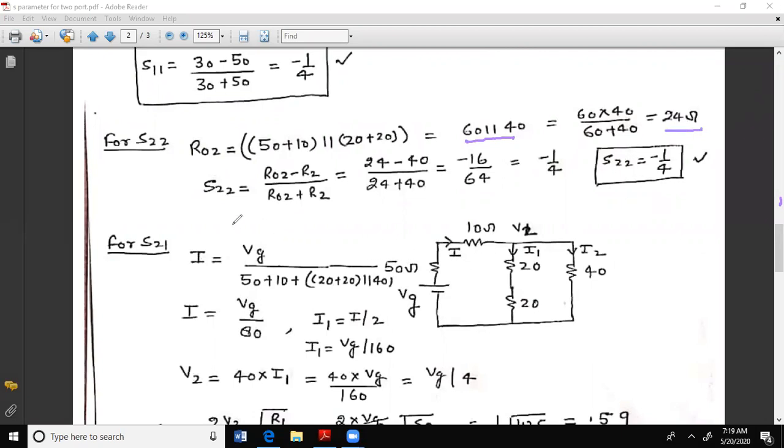Now, S22, the reflection coefficient at the output port, is mathematically equivalent to R02 minus R2 upon R02 plus R2. R02 is 24 and R2 is 40. When we calculate this value, this is also minus 1 by 4. So first we have calculated the value of S11 and then S22. Now important is how we calculate the value of S21. First, what is the mathematically equivalent value of S21?